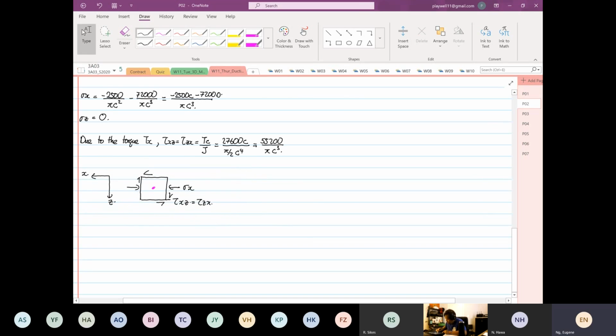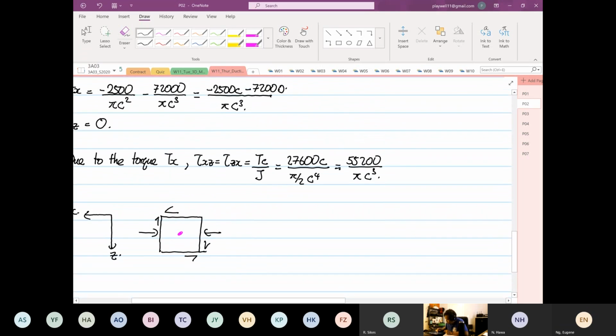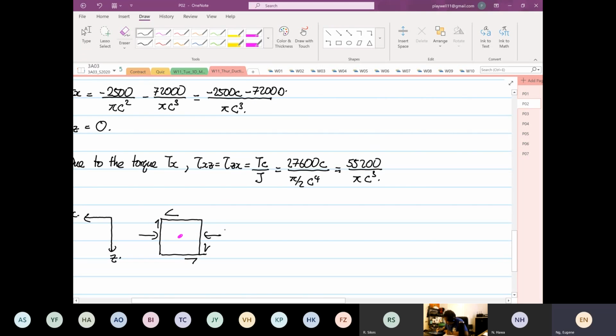So we know that the normal stress is equal to minus 2500 C minus 72,123 over pi c cube. And then the shear, we know that it's equal to 55,200 divided by pi c cube. Okay.